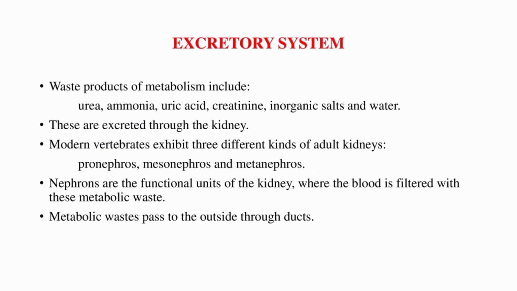Excretory system. Waste products of metabolism include urea, ammonia, uric acid, creatinine, inorganic salts, and water. These are excreted through the kidney. Modern vertebrates exhibit three different kinds of adult kidneys: pronephros, mesonephros, and metanephros. Nephrons are the functional units of the kidney, where the blood is filtered with these metabolic waste. Metabolic waste pass to the outside through ducts.